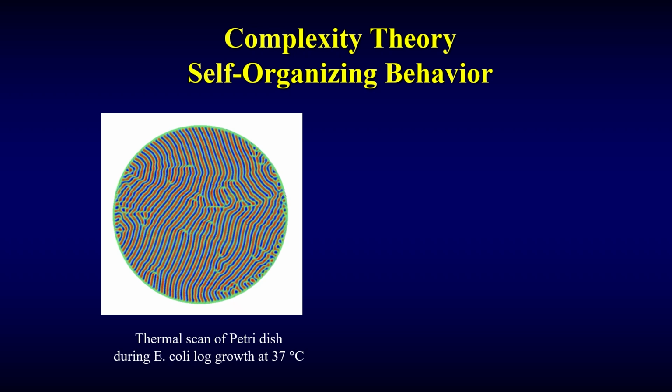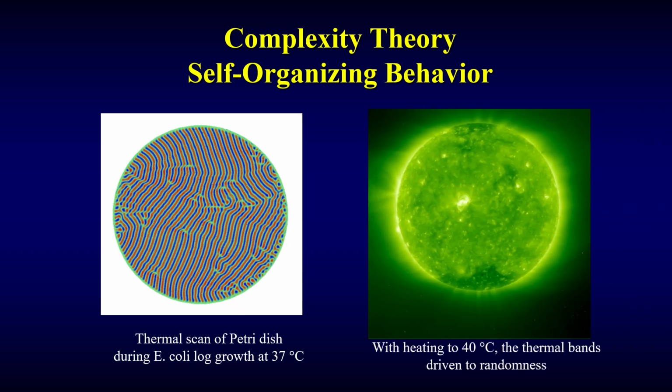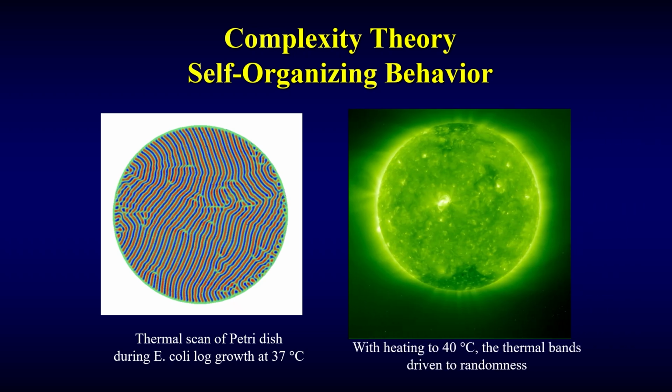This is the same petri dish heated to 40 degrees. Fever abolishes the ability of E. coli to autoregulate and is probably one of the reasons why humans and other warm-blooded animals get febrile when they're infected. It is a way of fighting infection.